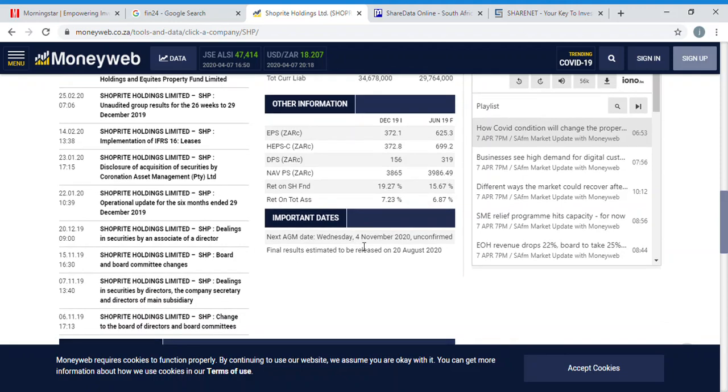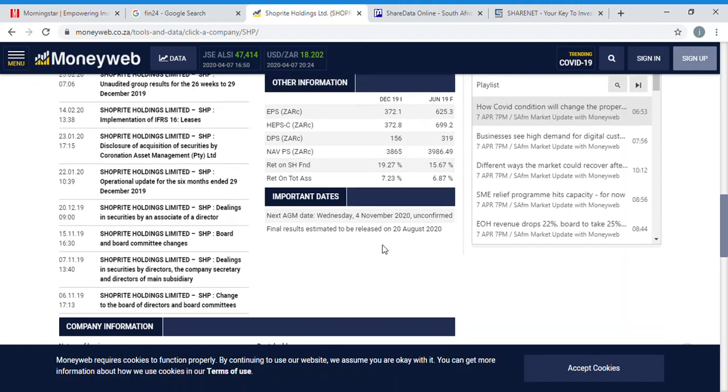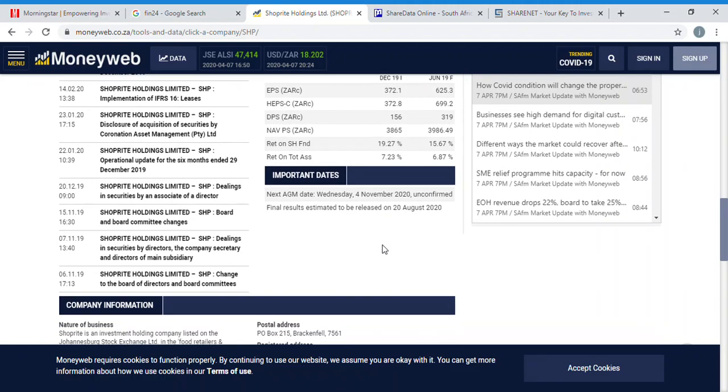So important dates: on the 4th of November 2020, you'll get the company's AGM. Final results are estimated to be released on the 20th August 2020. So really, what they give you down here is just the next results of the business. Since they just released their interim results, the next results are the full year results, which are going to come on the 20th of August. These dates are not confirmed as yet, so they're just estimates.